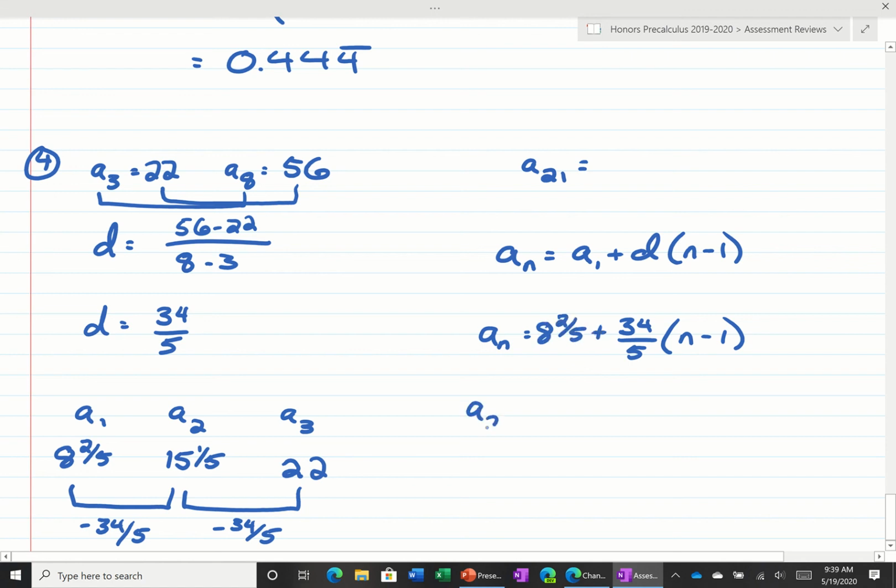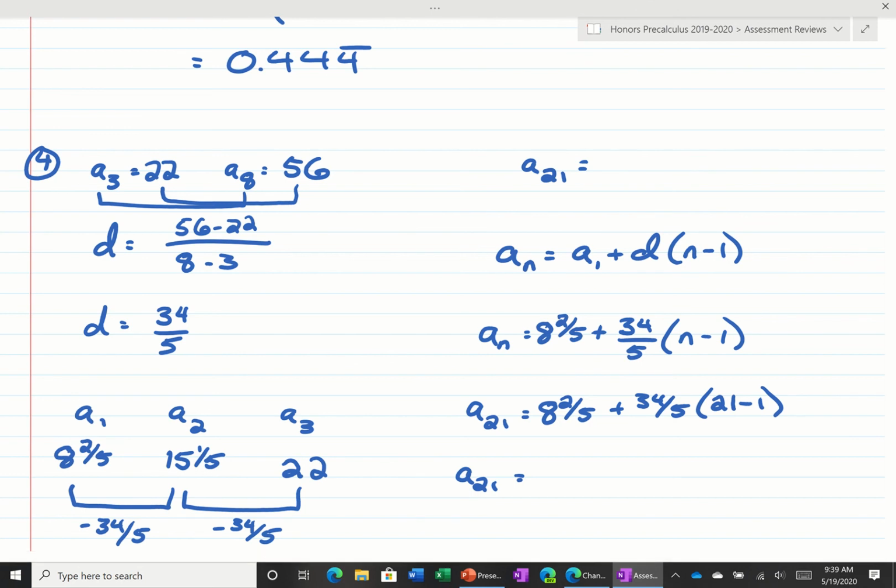And we want to figure out our 21st term. So we're going to take 8 2/5 plus 34 over 5 times 21 minus 1. Let's see what that is. 8 2/5 plus 34 fifths times 21 minus 1 comes out to 722 over 5.